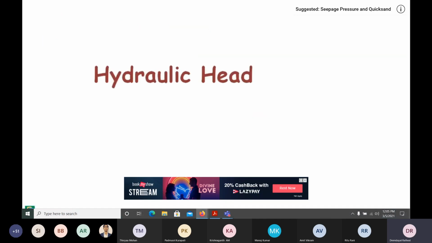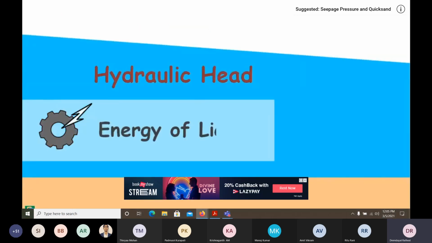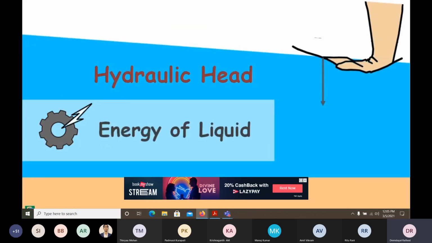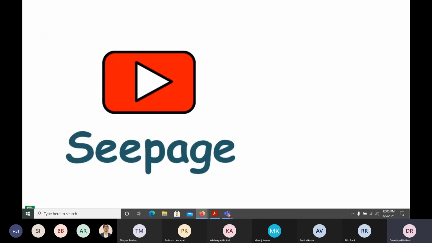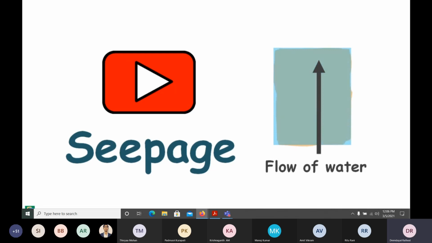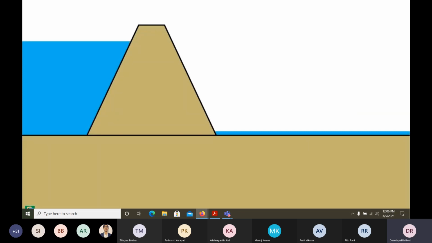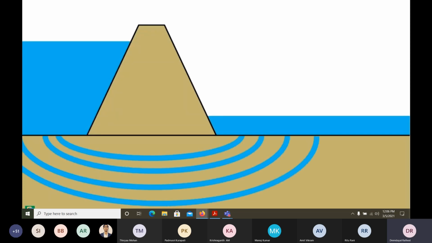The hydraulic head is the amount of mechanical energy or liquid pressure available at any point in the water above datum. In the previous video on seepage, we considered only unidirectional and linear flow of water inside the soil mass. But in many soil engineering problems, like the flow in the soil under masonry dams, the flow is multidimensional.